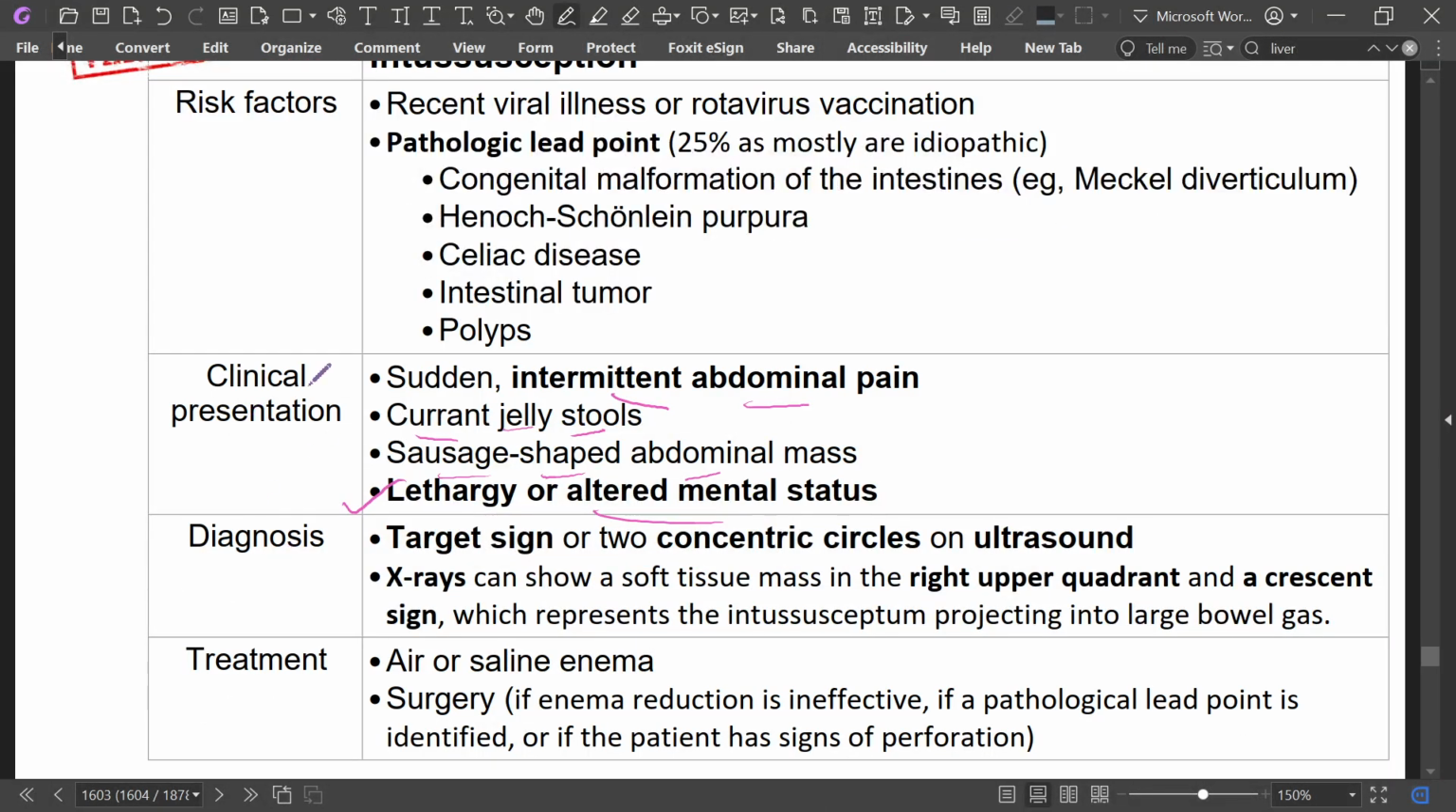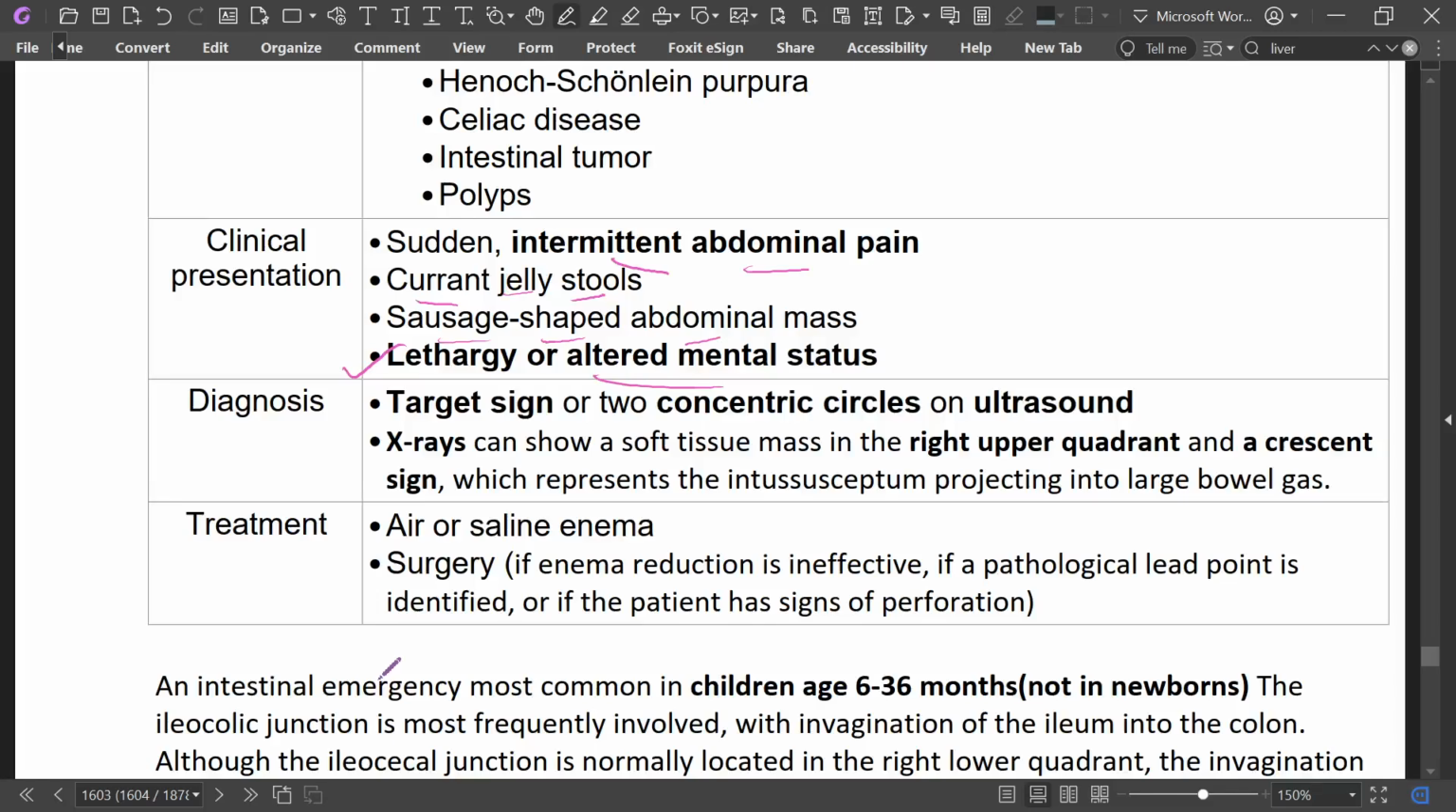Diagnosis: in ultrasonogram, there is a target sign or two concentric circles on ultrasound. In X-ray, there is a crescent sign in the right upper quadrant, which represents the intussusceptum projecting into the large bowel gas. Treatment is air or saline enema. Surgery if enema reduction is ineffective, if a pathological lead point is identified, or if the patient has signs of perforation.